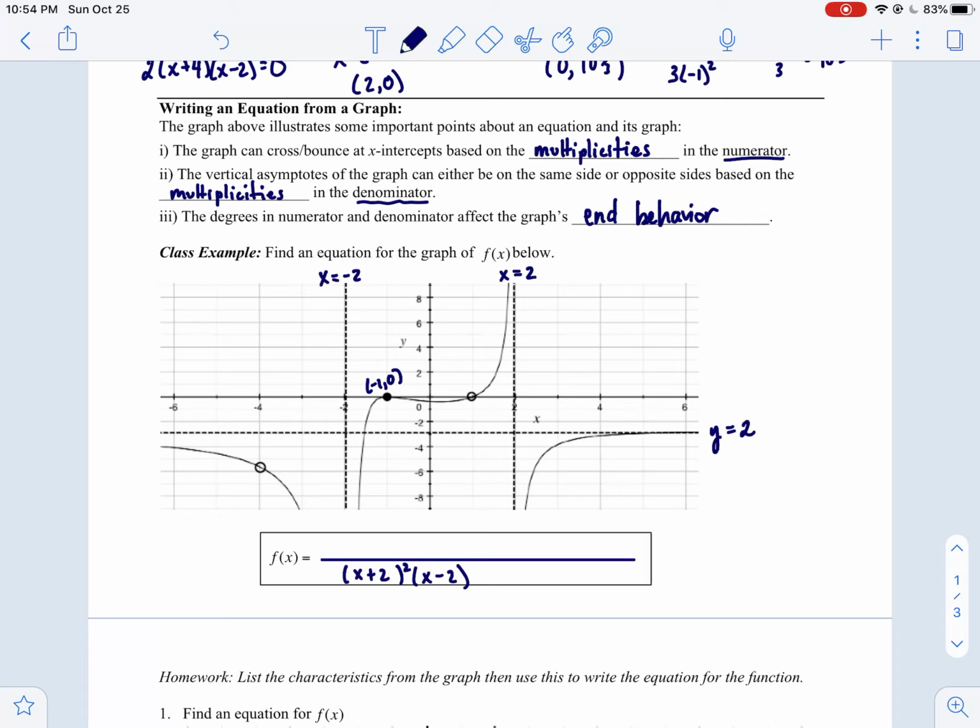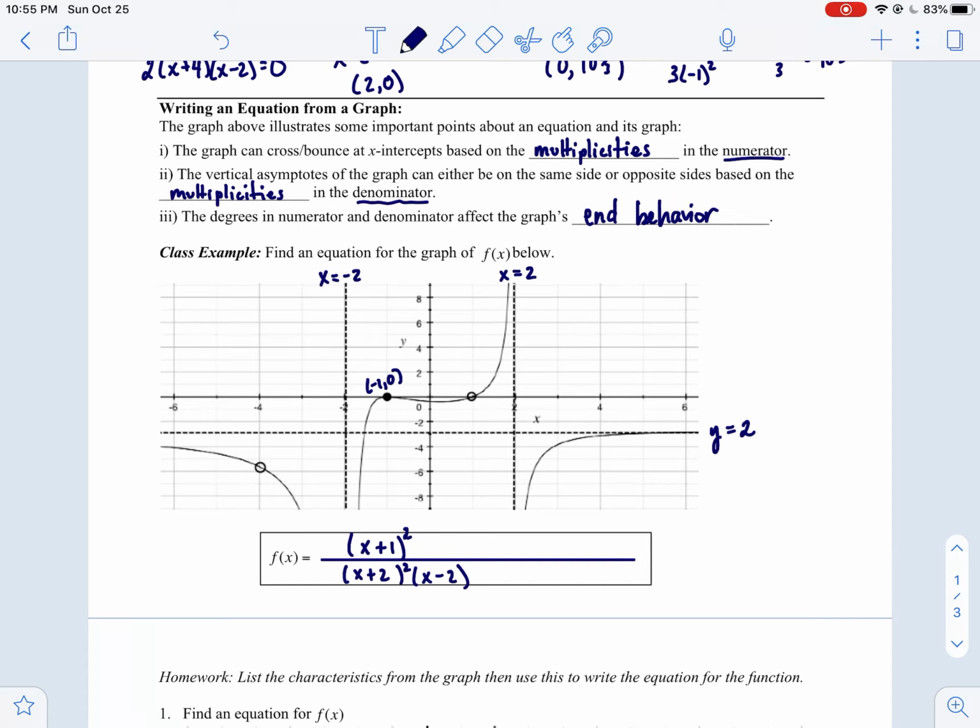Let's take care of the x-intercepts. So if we look here, we've got an x-intercept at -1. So we know that that's going to create a factor of x plus 1 up in the numerator where there would have been an x-intercept. And we'll notice that it's bouncing, right? So since it's bouncing, then we know that that must be squared.